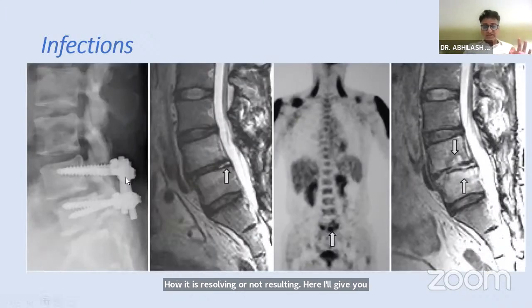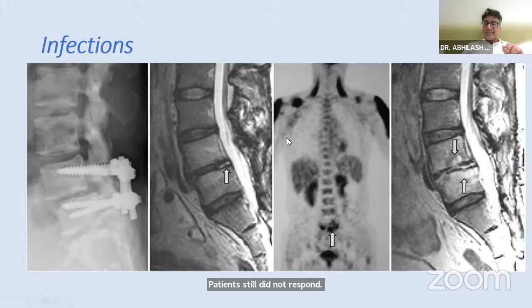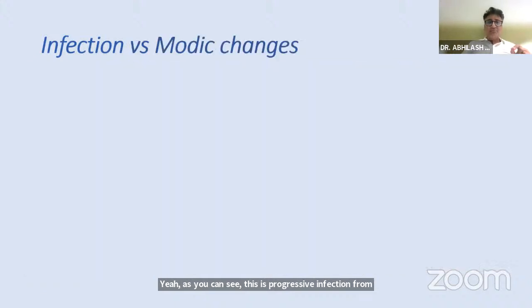A patient underwent spinal fusion. 2 months after spinal fusion, patient still had severe pain. His radiological parameters were not very significant. Patient was treated conservatively. Patient still did not respond. He still kept on having pain. A PET-CT done later showed up a lighting up of the L4, L5 area, which was suggestive of an infection. An MRI done then showed this particular change, as you can see here. Yeah, as you can see, this is progressive infection from the previous MRI. This is where your PET-CT is going to help you.